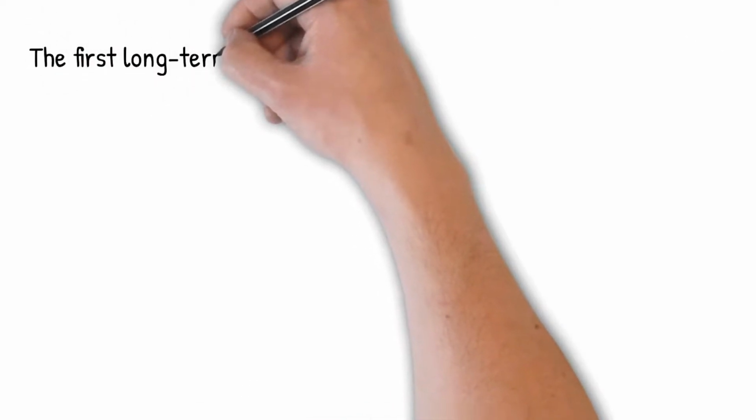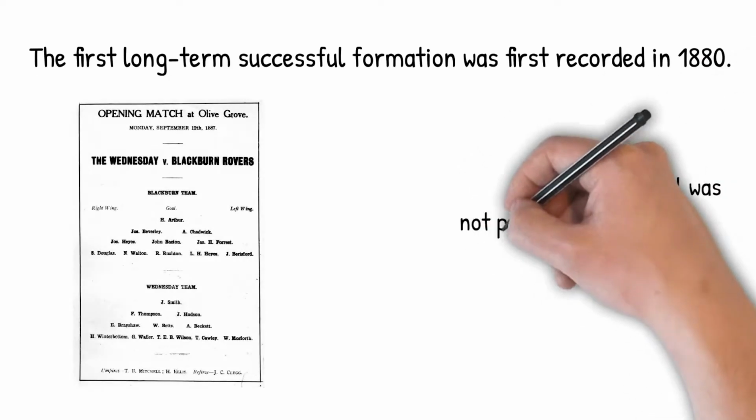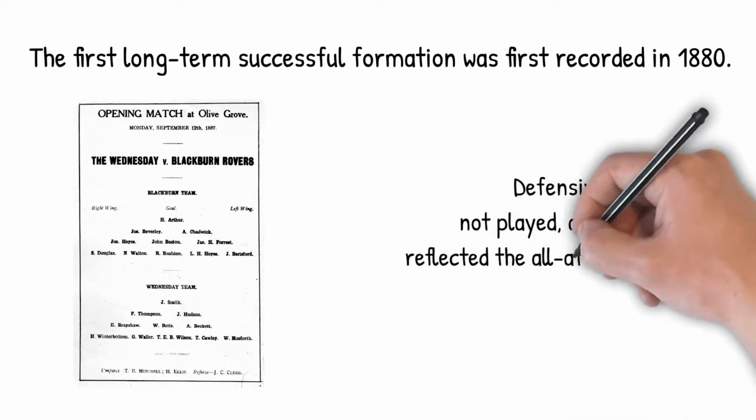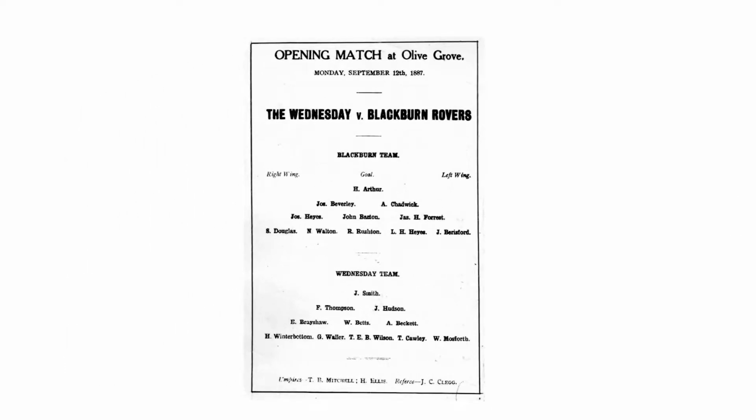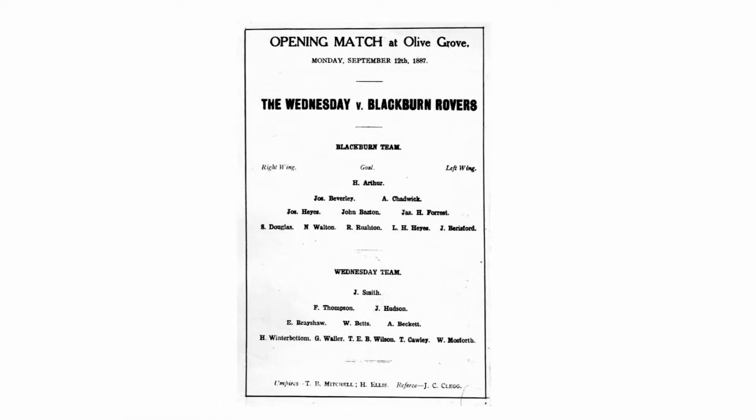The first long-term successful formation was first recorded in 1880. Defensive football was not played, and the lineups reflected the all-attacking nature of these games. The 2-3-5 was originally known as the pyramid, with the numerical formation being referenced retrospectively. By the 1890s, it was the standard formation in England and had spread all over the world. With some variations, it was used by most top-level teams up to the 1930s.